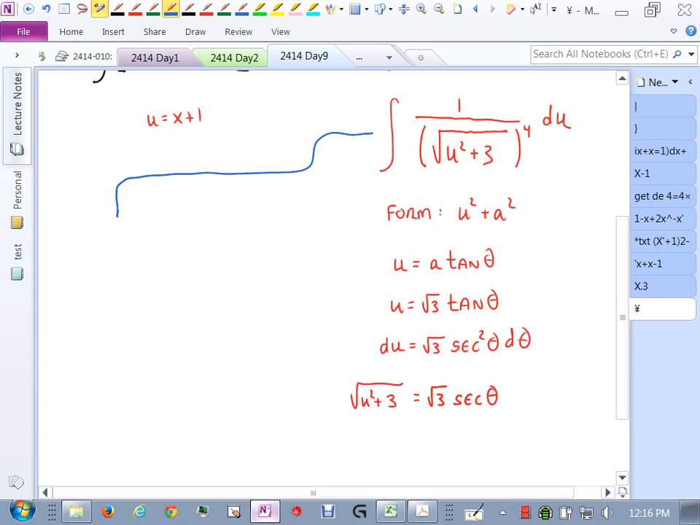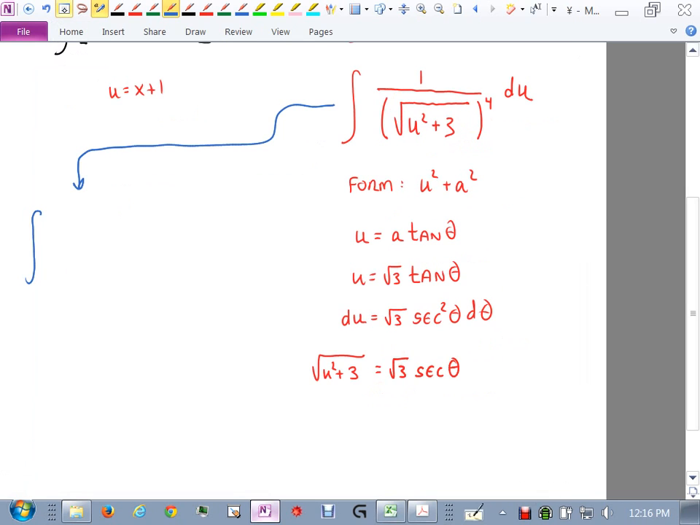Now, rewrite that integral with your substitution. Integral 1 over, what's the square root of u squared plus 3? It's this, right? It's root 3 secant theta, but then to the 4th power, right? That's this. Then what's du? Root 3 secant squared theta d theta.